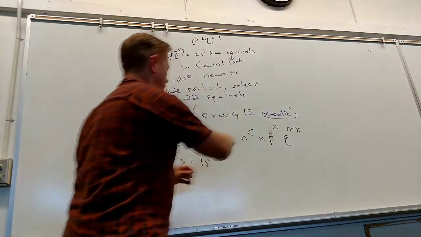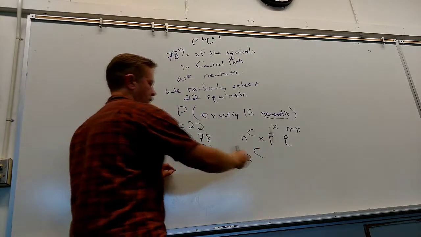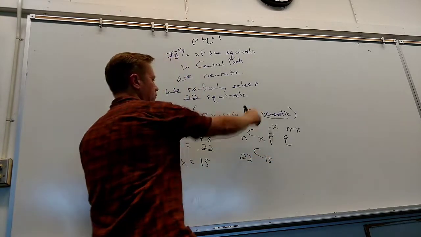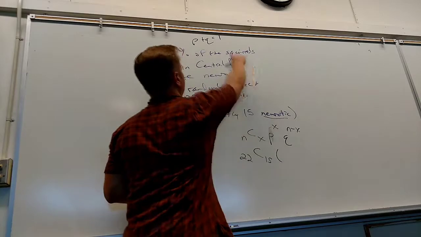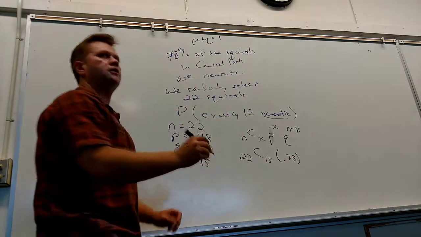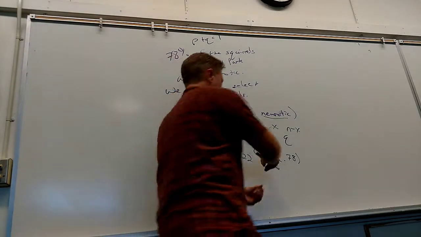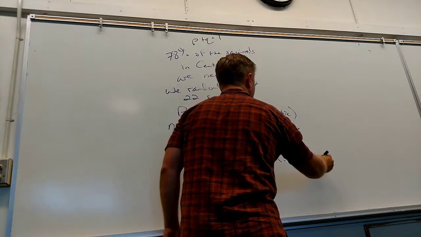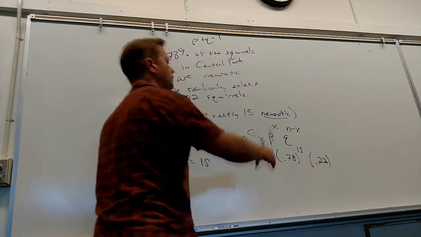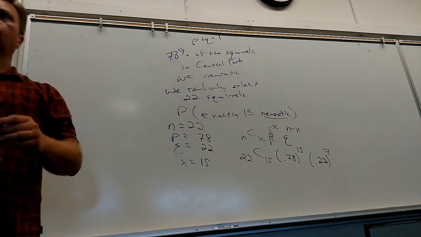So now, throwing everything in the right place, I've got 22 squirrels. I want to choose 15 of them to be neurotic. So I want how many 0.78s? 15, I just said that, right? I love how it repeats itself. I want 15 of these. So how many of these do I want? 7, the rest. So try to plug that into the calculator.